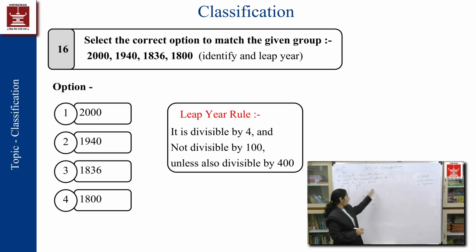Now, if you see, all these 4 options are divisible by 4. So, does that mean all of them are leap years? No. You have one exception to it also. That if the last 2 digits are 00, then what do I do?